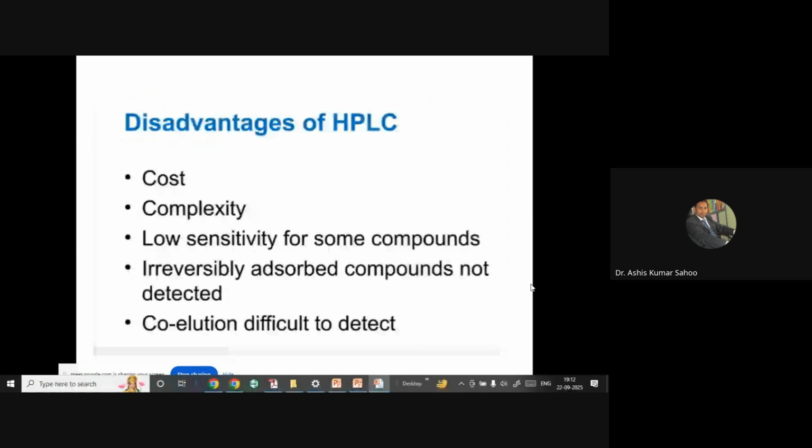SPLC is something that is very difficult to afford in a research setting. So this is the complexity. The instrumentation is very complex. We need maintenance over a period of time. There is more sensitivity for some compounds, but irreversible effects, compounds not detected, and pollution are difficult to detect.